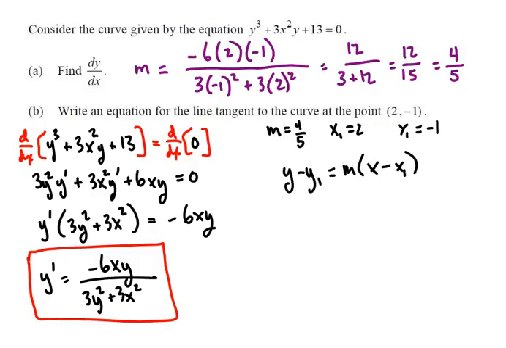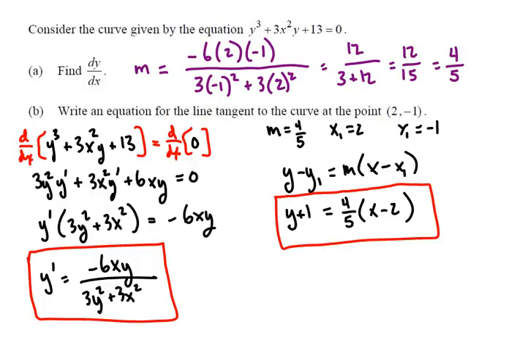We put it all together, and y minus y1 is y minus negative 1, which is y plus 1, is equal to 4/5 (x minus 2), and we can multiply it out or not, and that second option is always the easier one. So we're done. That's part A and B.